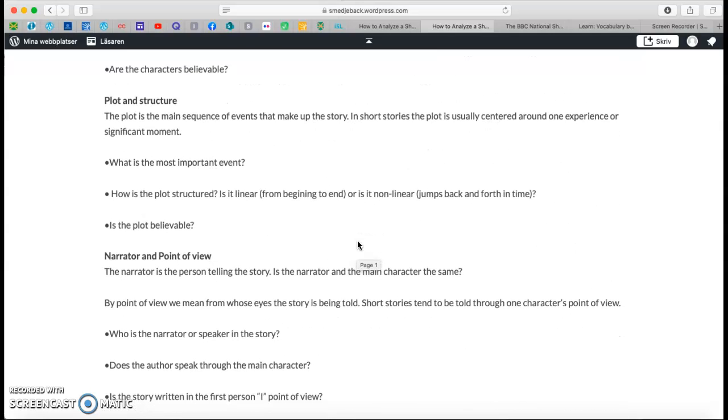The plot is what goes on in the short story, and try to decide what is the most important event, and is it structured in a linear or non-linear way? Does it jump in time? And do you think the plot is believable? And then try to argue why or why not.